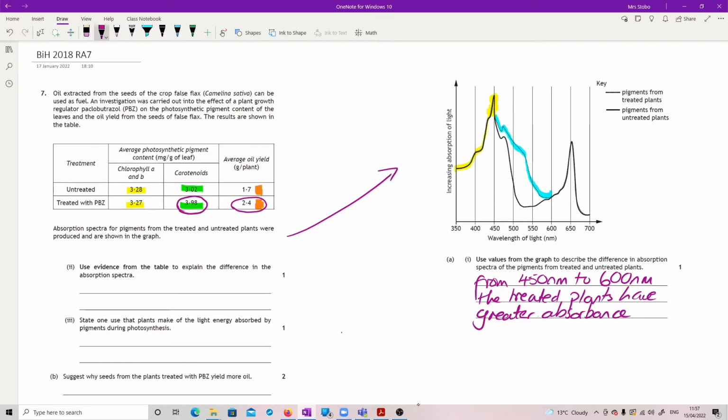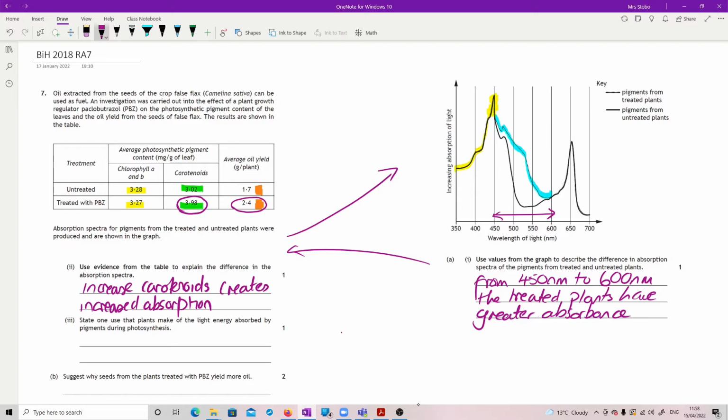Okay, right, going back this way, because this is where I had to put this. Use evidence from the table to explain the difference in the absorption spectra. We've already kind of said what that is. The only difference in the table in terms of pigments is the carotenoids. The PBZ treated ones have a higher carotenoid content, and this shouldn't surprise you that we've got an increased section of absorption in the mid-range. So use evidence to explain the difference: increased carotenoids creates increased absorption.